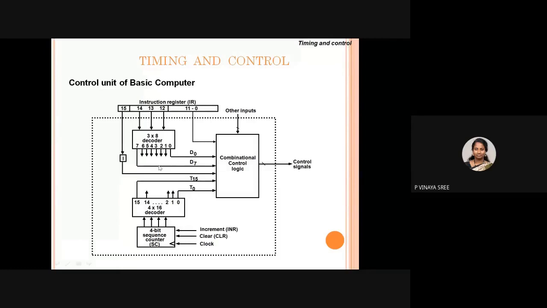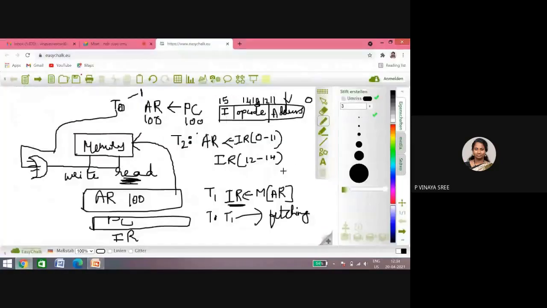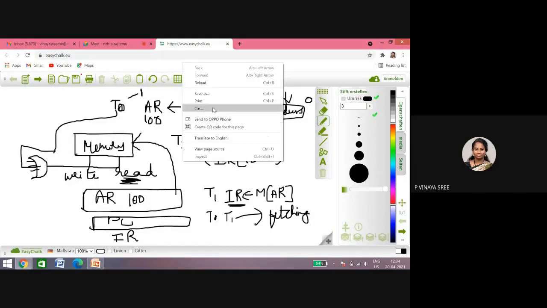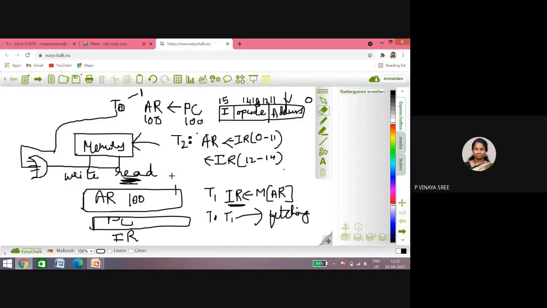What are the three instruction types, ma? Memory reference, register reference, and input output. Yes. So what we have to do is decode this. We'll be decoding these three inputs, and you'll be getting how many outputs? 8. So what are those 8, ma? D0, D1, D2 until D7.